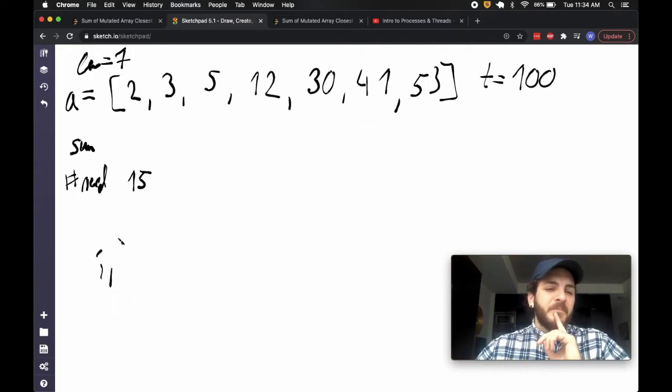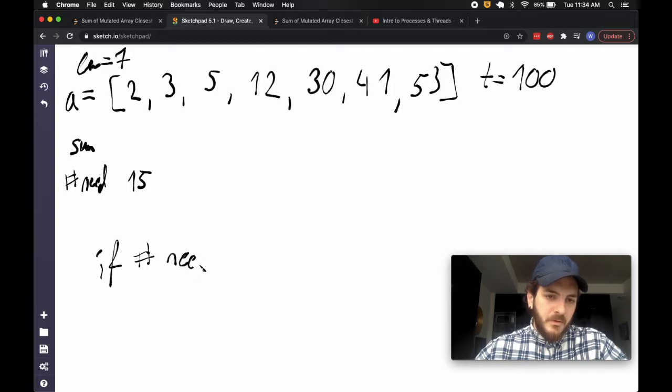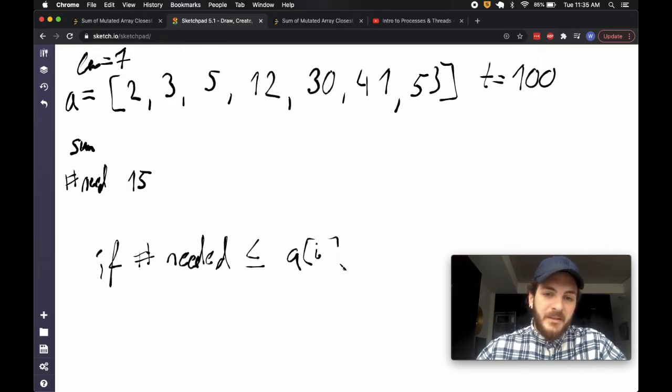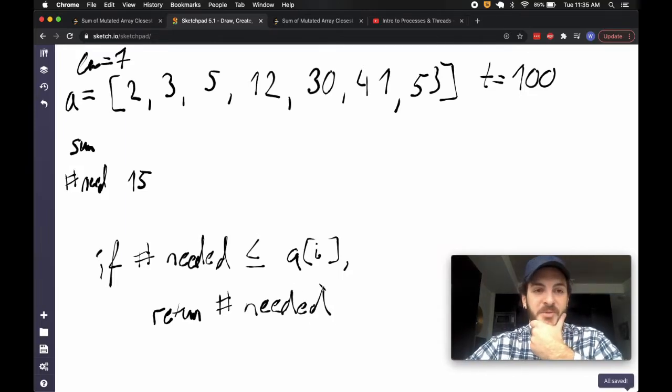If number needed is less than, or I'm also going to say equal to, because we saw equal to in the previous example, the number we're looking at, a at i, return num needed. And that's going to be the logic. This is really the formal logic of what our exit condition is going to be.